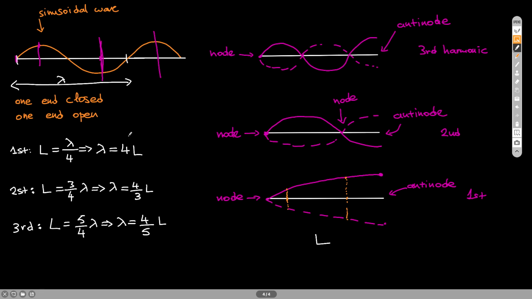If you want to find out the relationship for the fourth harmonic and the fifth harmonic, in this case, what I would like you to do is draw the fourth and the fifth harmonic with the same process that I used here, and then look at the relationship between L and lambda, how many wavelengths you have in the length of the string, and that way you will discover the relationship between the wavelength and the length. So this was the case of a standing wave when one end is closed and one end is open.